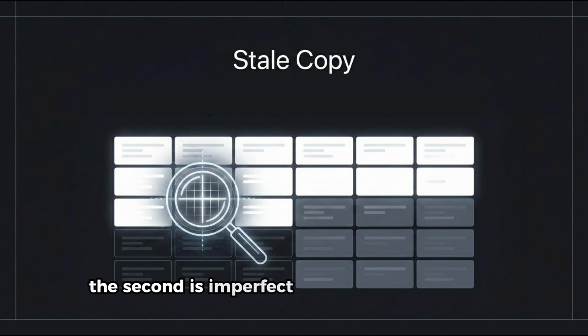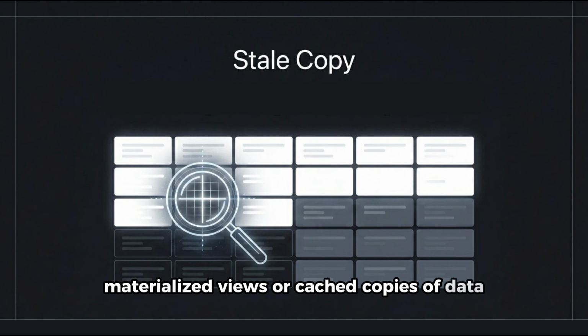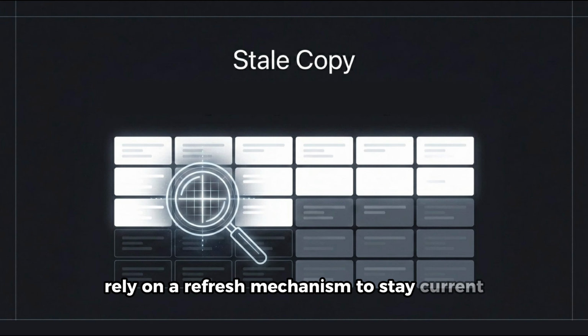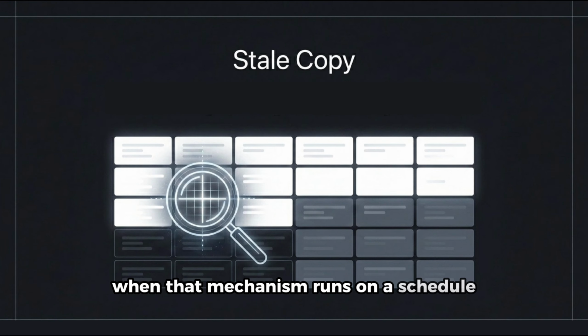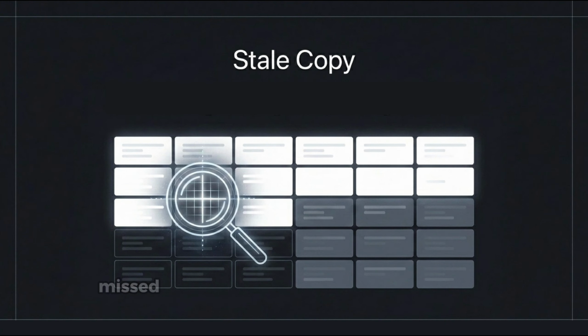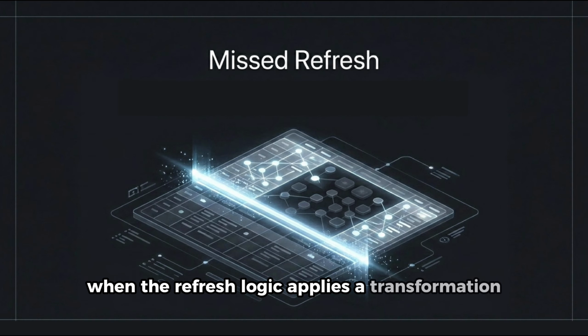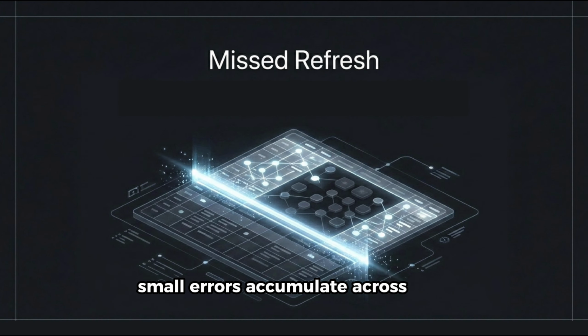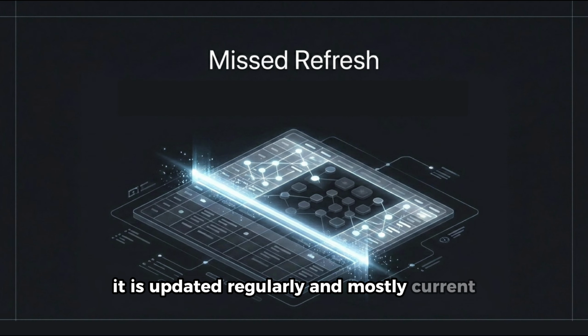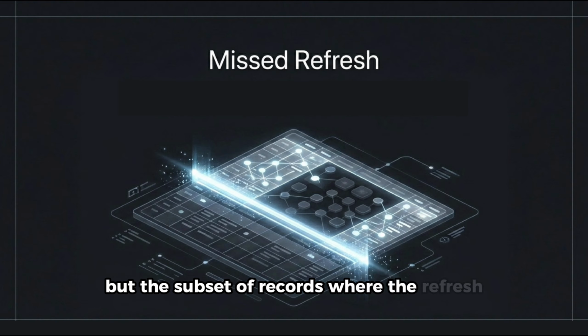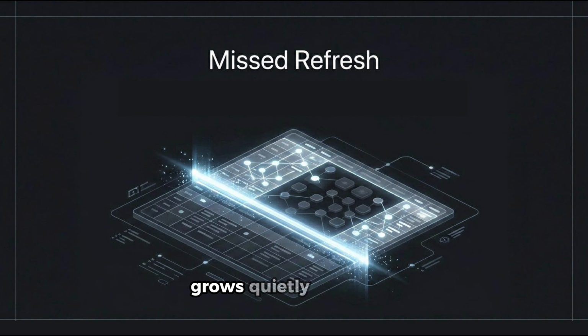The second is imperfect cache and copy refresh. Systems that maintain denormalized tables, materialized views, or cached copies of data rely on a refresh mechanism to stay current. When that mechanism runs on a schedule, failures between refreshes leave the copy stale. When it runs on triggers, missed triggers leave specific records behind. When the refresh logic applies a transformation, small errors accumulate across runs. The copy is never fully wrong. It is updated regularly and mostly current. But the subset of records where the refresh did not land correctly grows quietly over time.